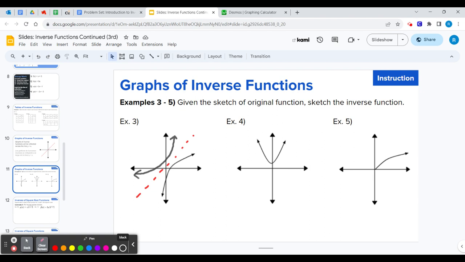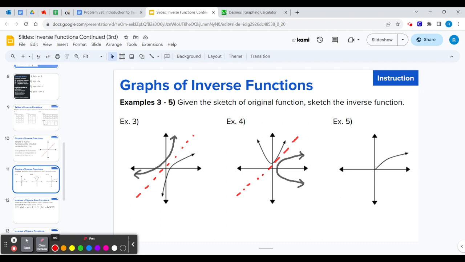Okay. Now, if we go to example 4, we'll draw that diagonal line here. Okay, this one's a little trickier to draw, but we can try our best. We're going to reflect across that diagonal line y equals x. And we'll get a sideways parabola shape there.